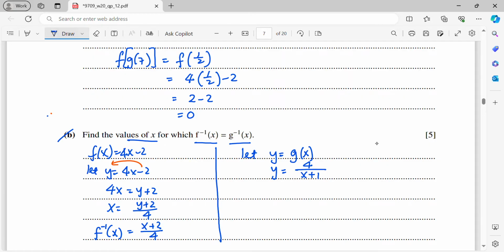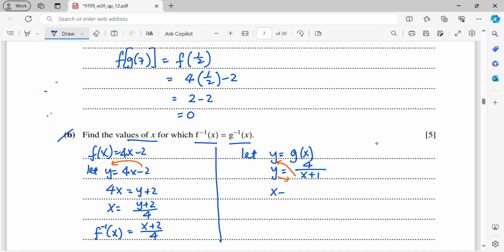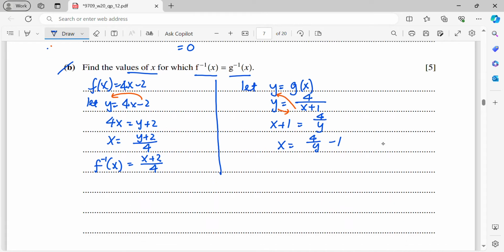Okay, and now to get x as the subject, I will move up the whole x plus 1 and move down the y. Therefore, I will get x plus 1 equals 4 over y. And then to get x as the subject, the plus 1 will be moved to the other side. So x equals 4 over y, minus 1. Then from here, we can get the g inverse. So the g inverse will be 4 over x, minus 1.